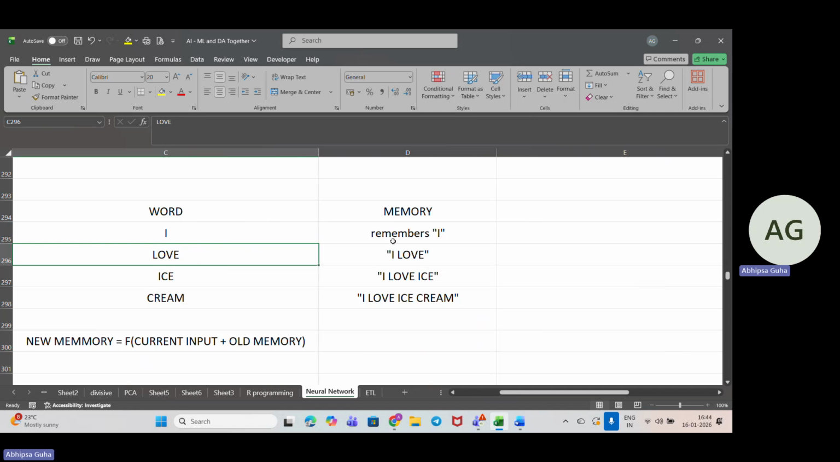The same way, "I love" it remembers. Next, my new input is "ice". So my new updated memory is "I love ice". So this it remembered already. My last update is "cream". So it has given the system the sentence to remember: "I love ice cream".